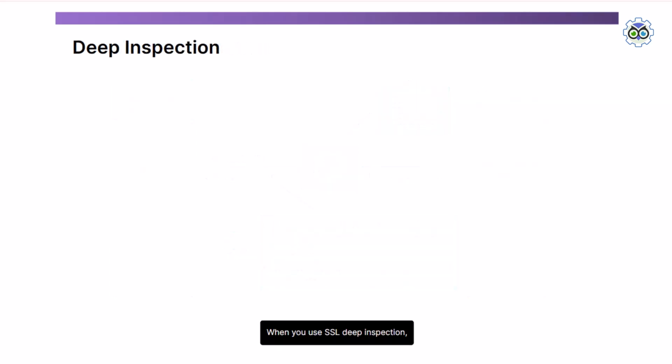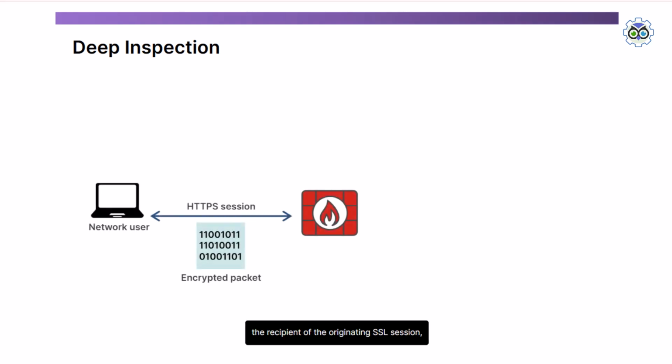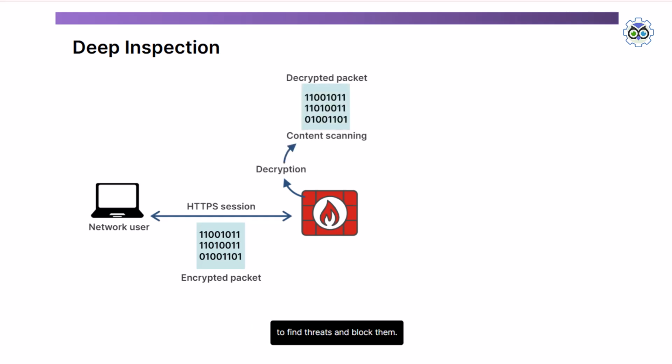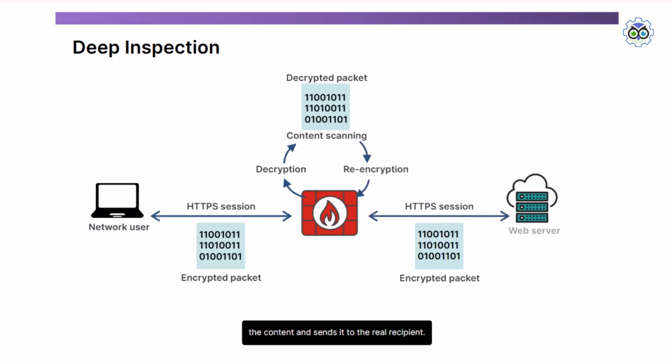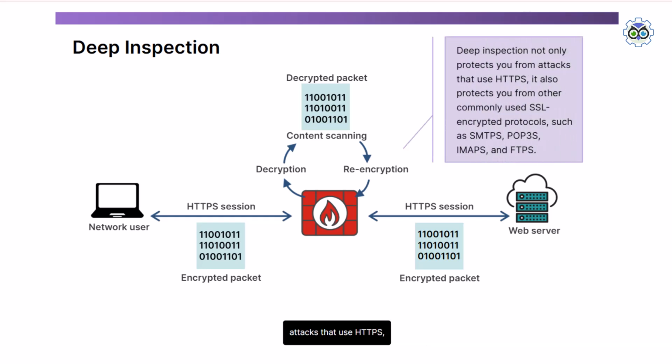When you use SSL deep inspection, also known as full inspection, FortiGate impersonates the recipient of the originating SSL session, then decrypts and inspects the content to find threats and block them. If the content is safe, FortiGate re-encrypts the content and sends it to the real recipient. You can apply all types of security scanning with SSL deep inspection, including web filtering. Deep inspection not only protects you from attacks that use HTTPS, it also protects you from other commonly used SSL encrypted protocols, such as SMTPS, POP3S, IMAPS, and FTPS.